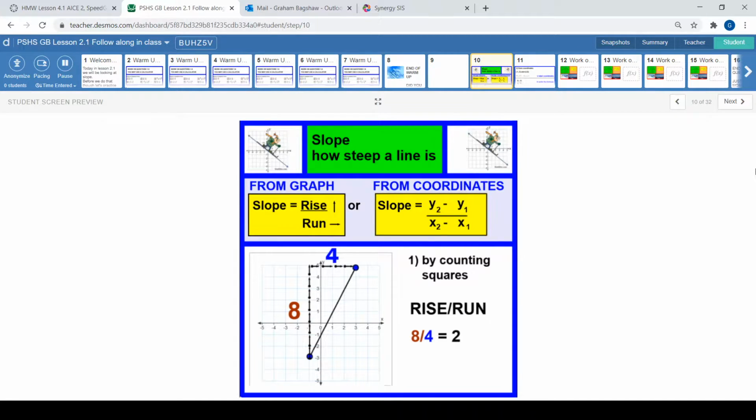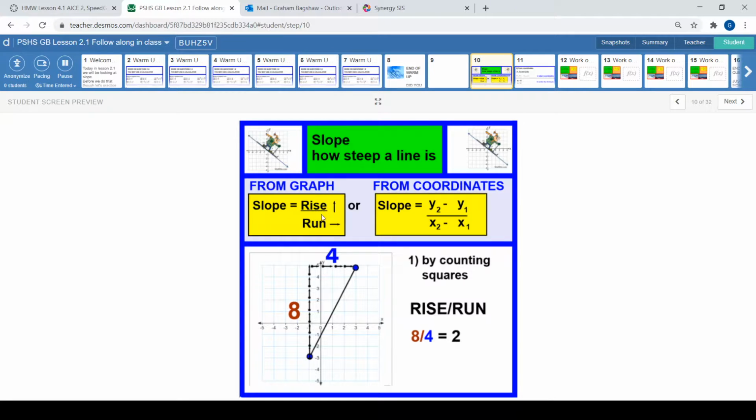So some of this stuff should be partially familiar to you, depending on what you managed to cover last year. So when we find slope, basically what we're looking at is how steep is a line. And there's 2 different ways we can do it. We can either do it from a graph, or we can do it from coordinates. And there's 2 formulas that we need to learn to actually do that. There is a formula sheet on the Algebra 1 SOL, but these 2 formulas are not on there. So these are 2 that you need to learn.